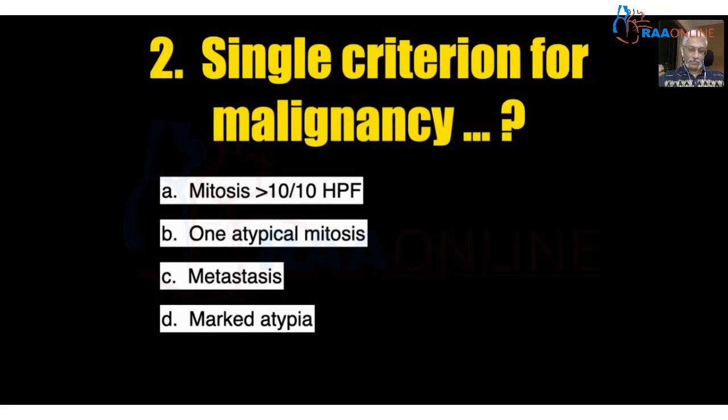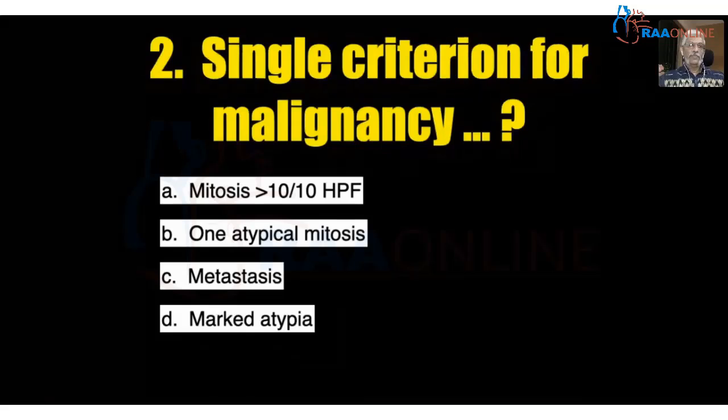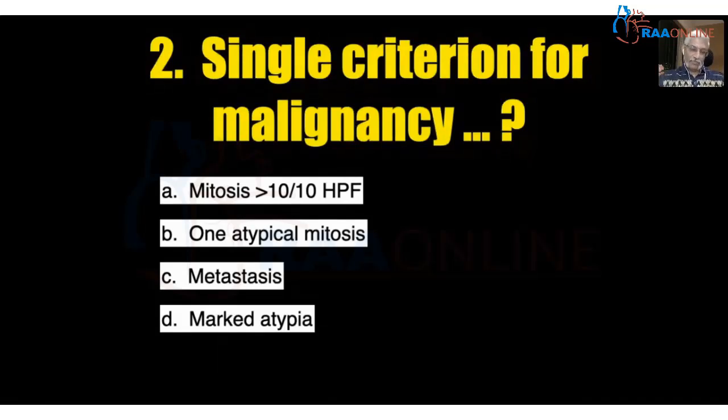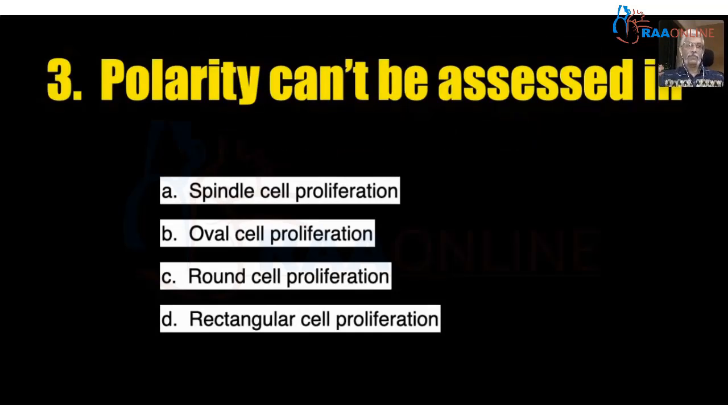Poll has ended, and around 68% have said metastasis. 6% have said mitosis more than 10 per 10 high power field. 15% have said one atypical mitosis, and 9% have said marked atypia. Great. Now let's go to the next question. The next question is, polarity can't be assessed in: is it spindle cell proliferation, oval cell proliferation, round cell proliferation, or rectangular cell proliferation?